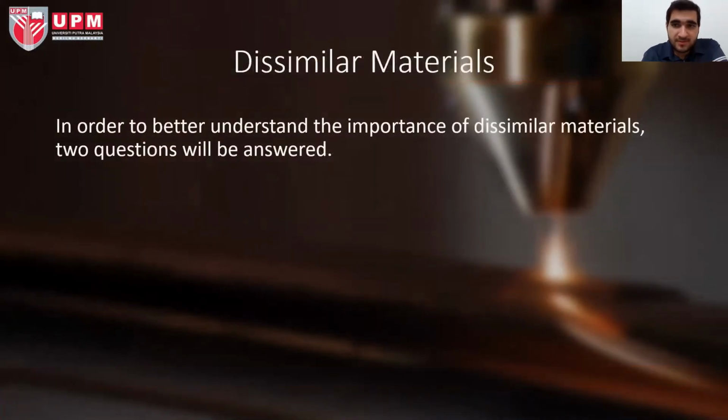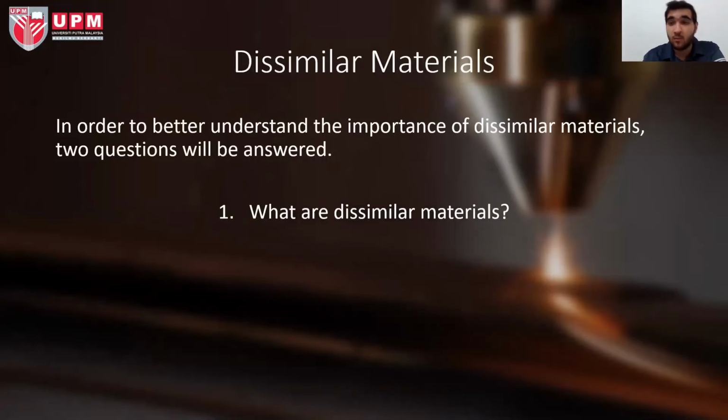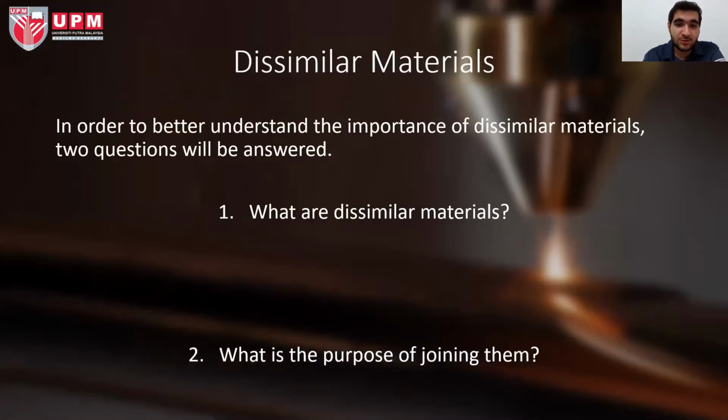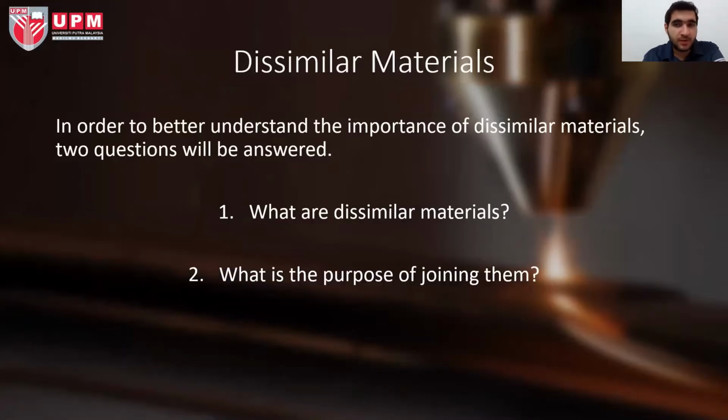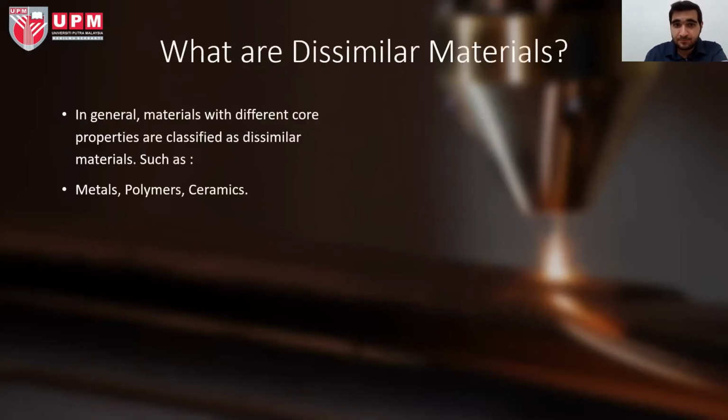So first we'll talk about dissimilar materials. In order to understand them better, we're going to answer two main questions. One, what are dissimilar materials? And two, what is the purpose of joining them? Because as we're going to understand, it's very difficult to join dissimilar materials due to their characteristics. And we're going to talk about these questions in detail. So first off, what are dissimilar materials?